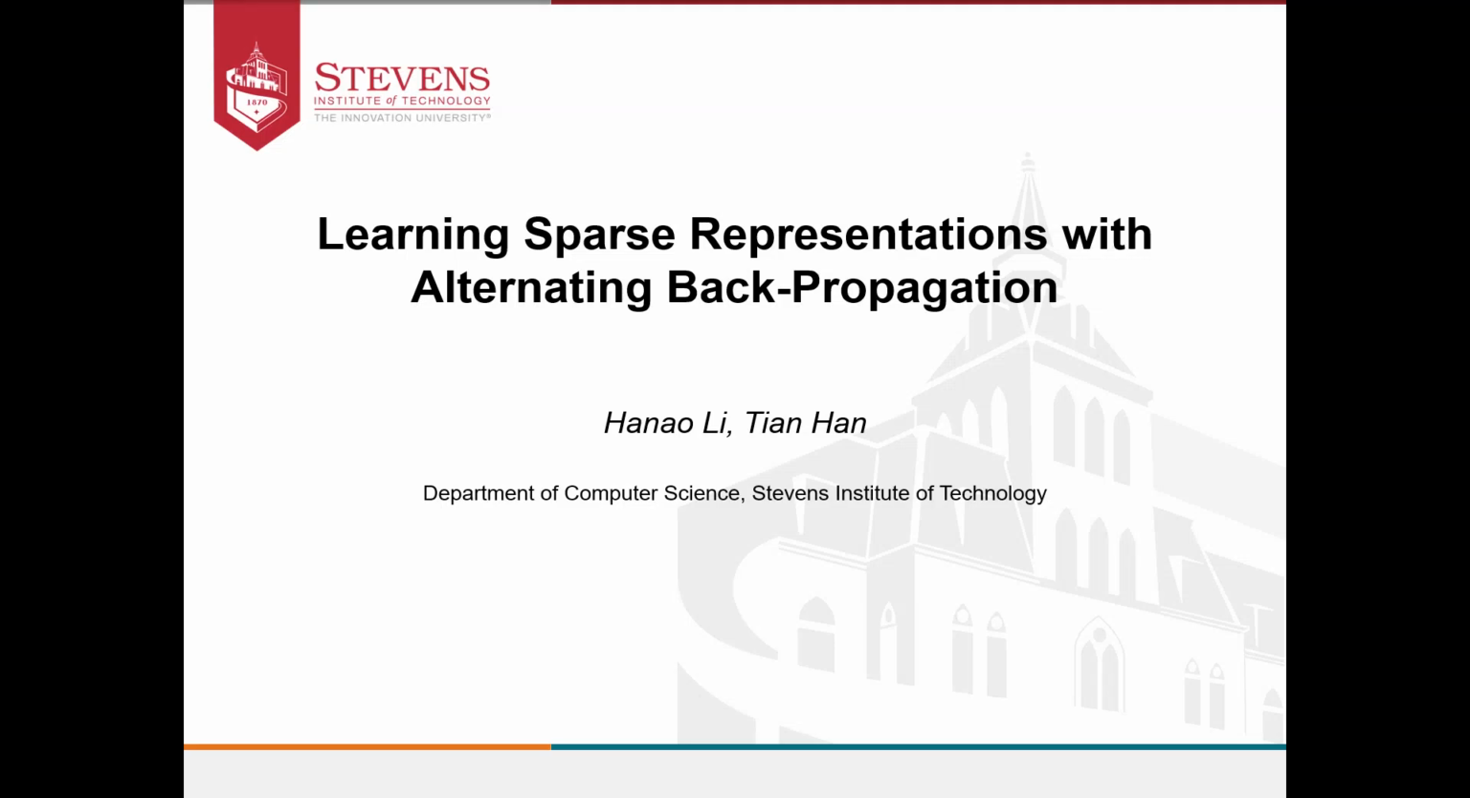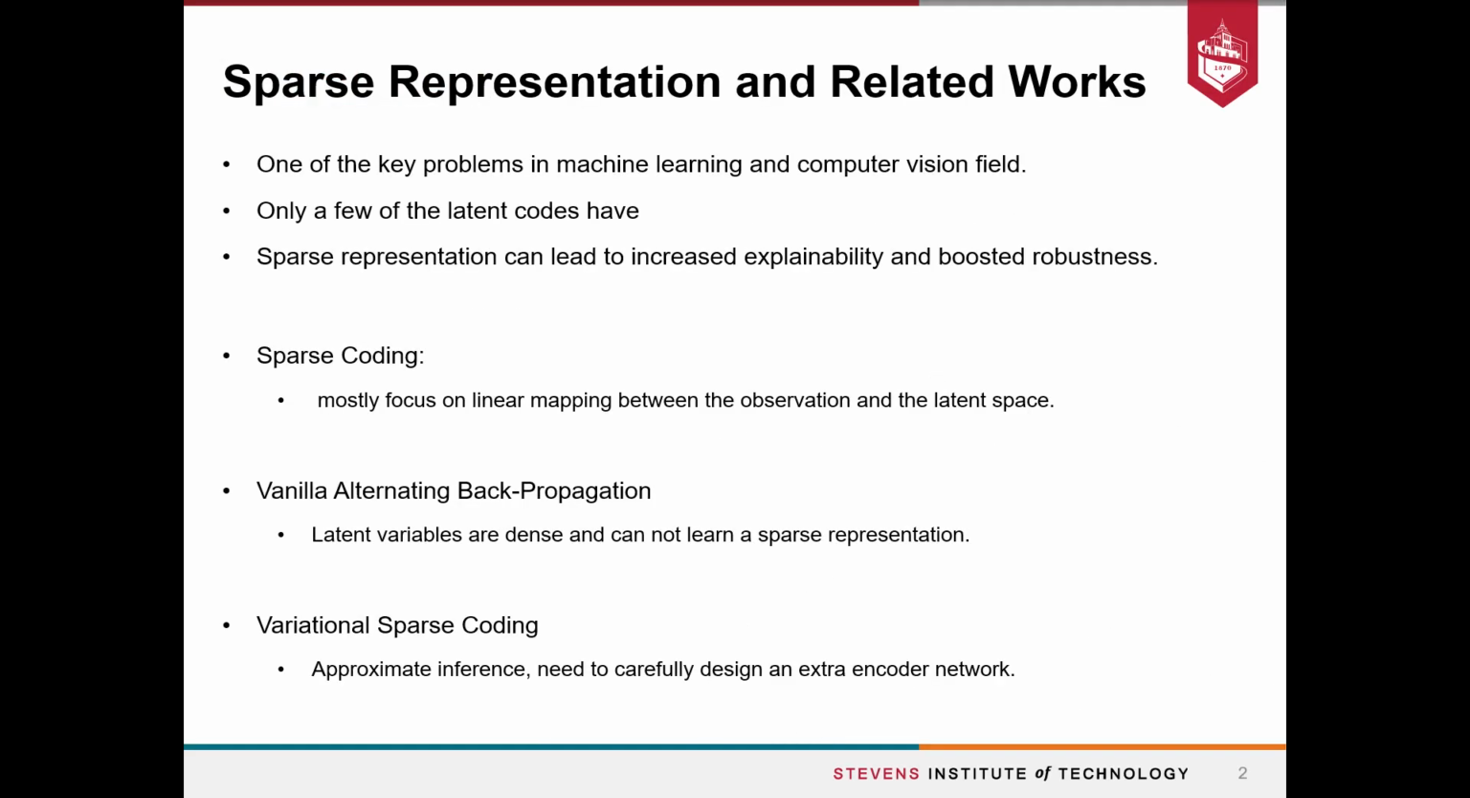Hello, in this video I'm going to introduce our work on learning sparse representation with alternating backpropagation. Learning sparse representation has been a challenging and meaningful work in recent years. Sparse representations can encode latent variables with meaningful semantics of the original observation. We can easily explain the latent codes, and this will also lead to a more robust classifier.